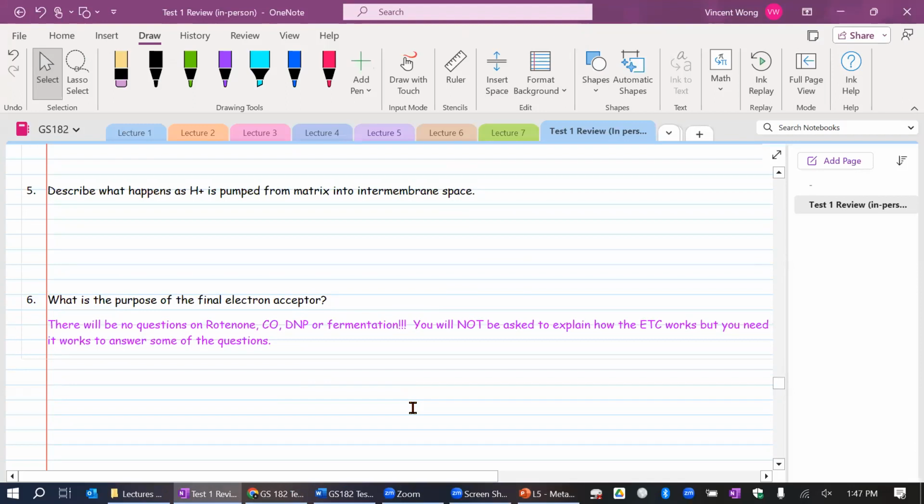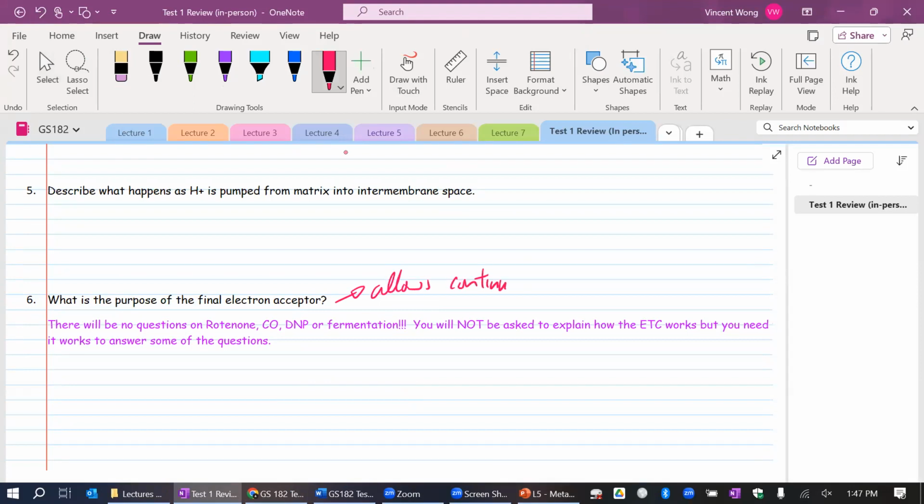Last one. What is the purpose of the final electron acceptor? That's like the parent who needs to pull the kid off the slide, remember? Oxygen is the final electron acceptor that will remove the electron from the ETC, right? And why do you need to do it? It allows continuous electron flow. Okay, that's all. Let me stop the recording here.